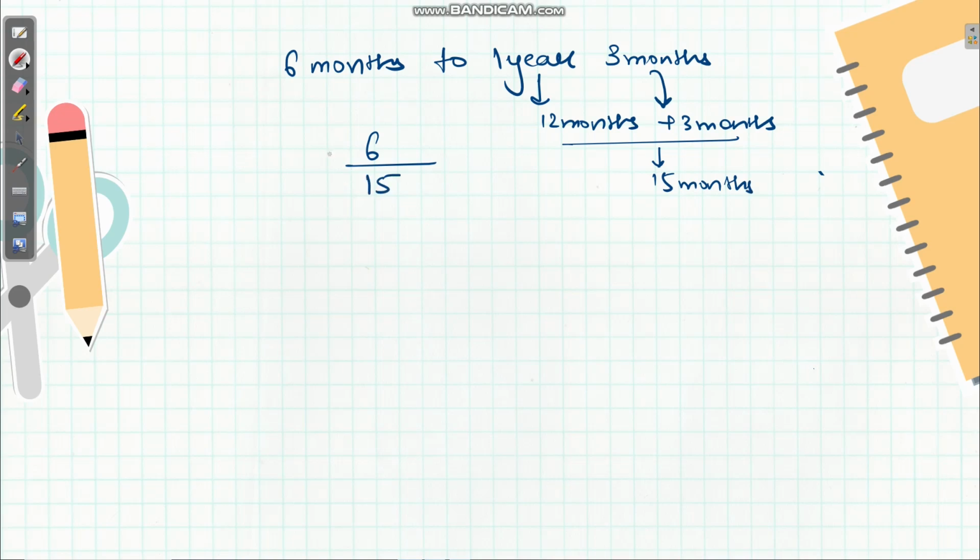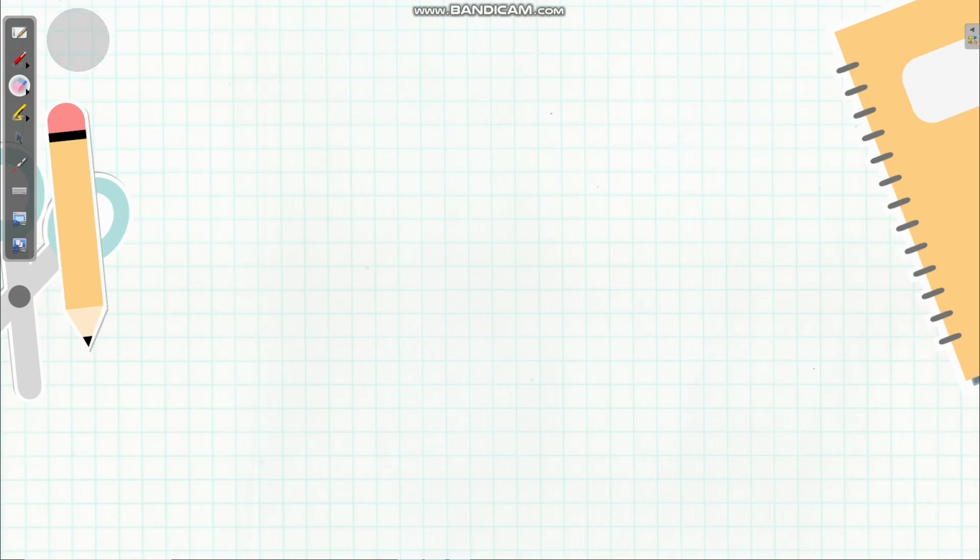Is there any number which can divide both of them, 6 and 15? Yes, 3. 3 will divide 6 and 15 because that is the HCF of both of them. So 2 upon 5. So the answer is 2 is to 5. So that's the answer. So you can solve any type of question. You have to only make sure that the units are the same, and then you just divide it and then reduce it.